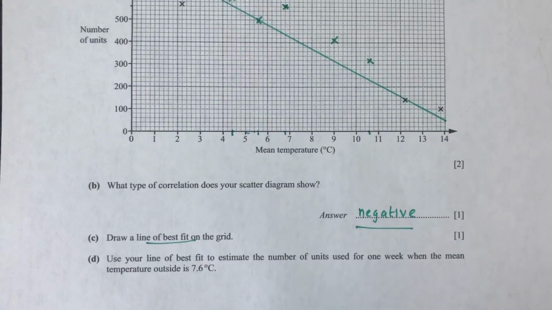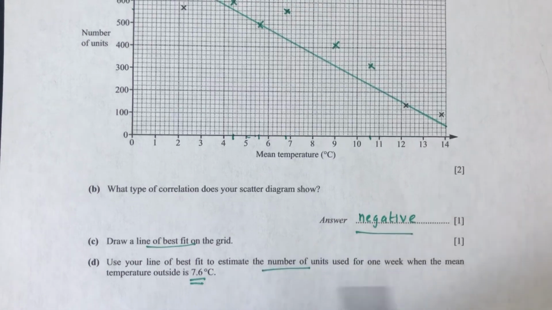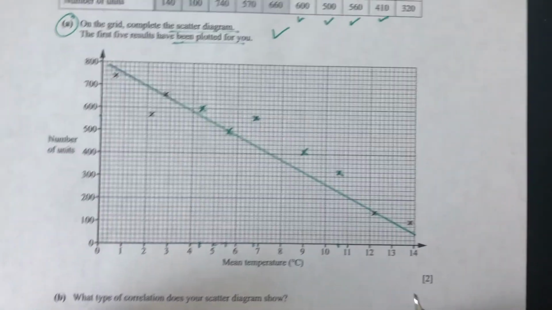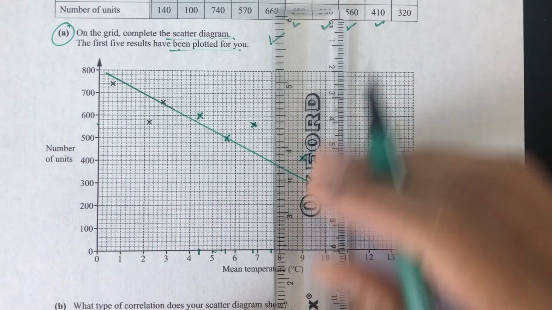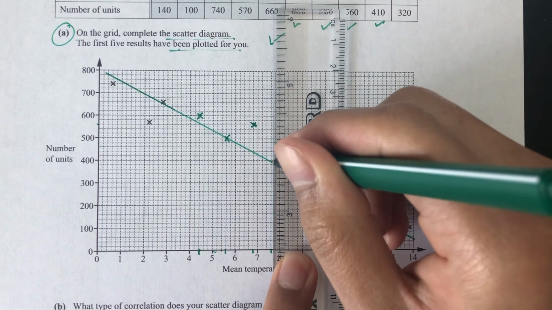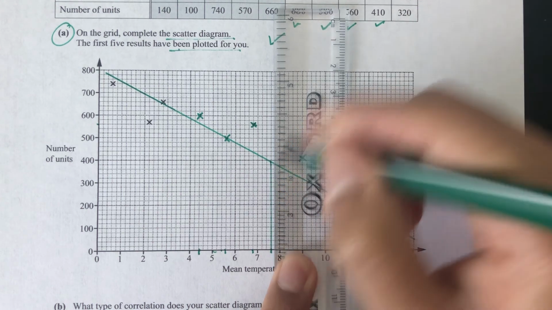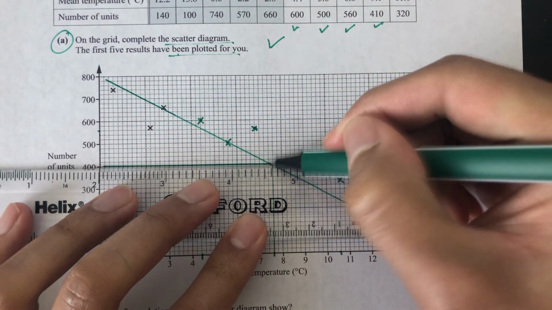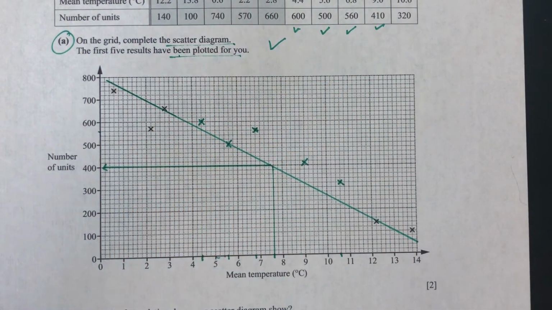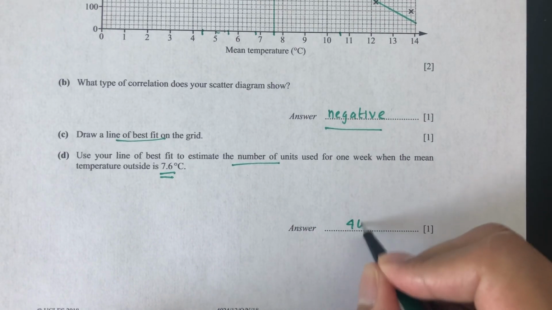And part D, use your line of best fit to estimate the number of units used for 1 week when the mean outside temperature is 7.6. So 7.6 is here. It's 7.2, 0.4, 0.6. We have to join and intersect the graph to find the answer. So it will be 400. For me, I got 400, but you could get something less or more, around 400. It will be fine as well. So my answer for this one will be 400.